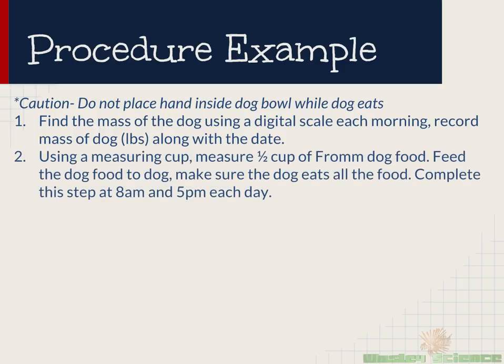Step 2. Using a measuring cup, measure 1/2 cup of dog food. Feed the dog food to dog. Make sure the dog eats all the food. Complete this step at 8 a.m. and 5 p.m. each day. So there's specific times there. That's one constant. There's the amount of dog food. There's another constant. And then consistency things are making sure that the dog eats all the food.